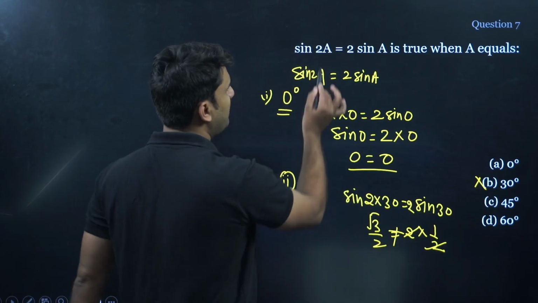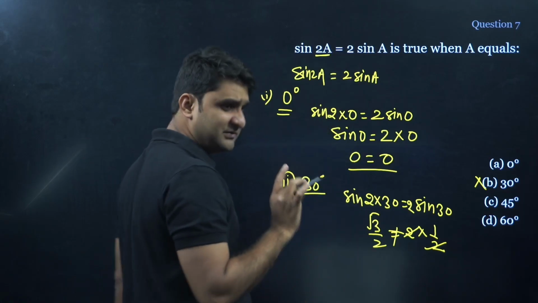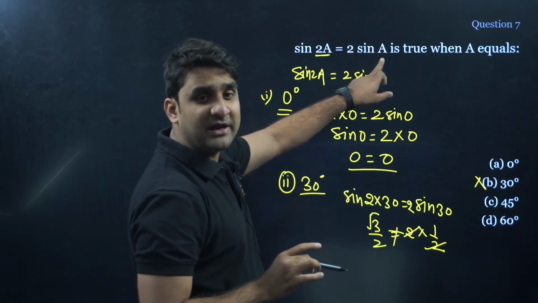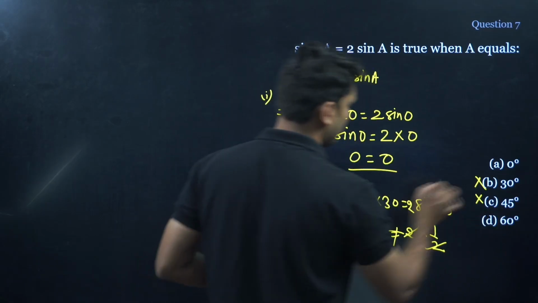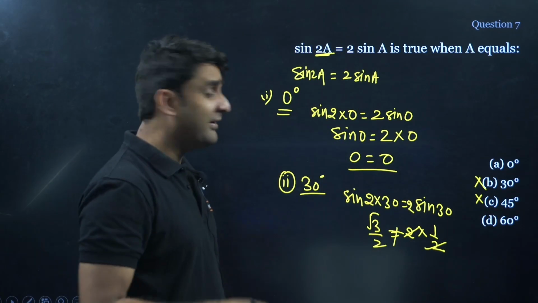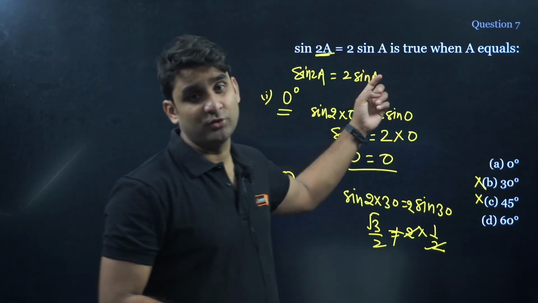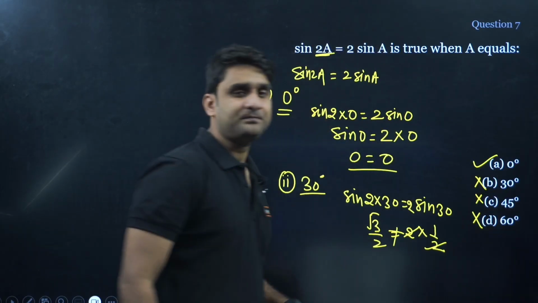Similarly, if we put here 45, so 45 to the 90 and sine 90 is 1, and here sine 45 is 1 by root 2. So again the values are not matching with each other, so this will not be the answer. If we put here sine 60 to the 120, and here sine 60 is root 3 by 2, again this is not following, so this will not be valid.